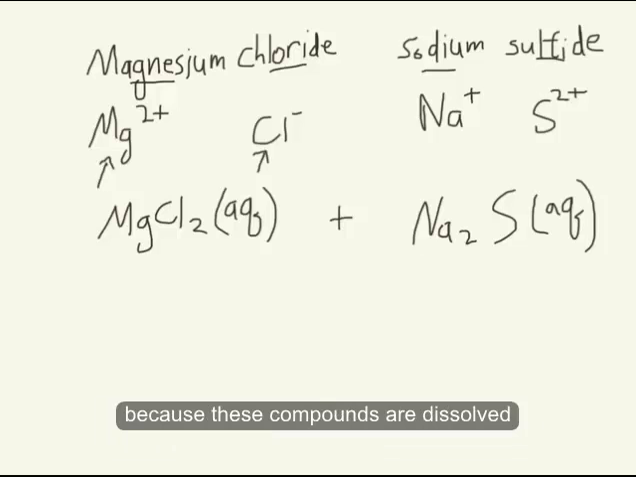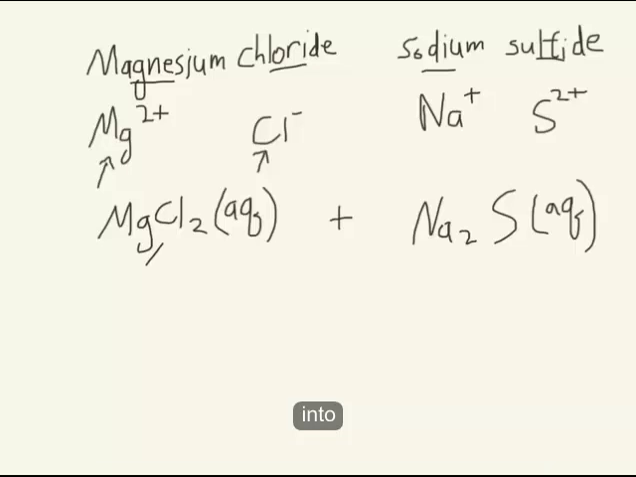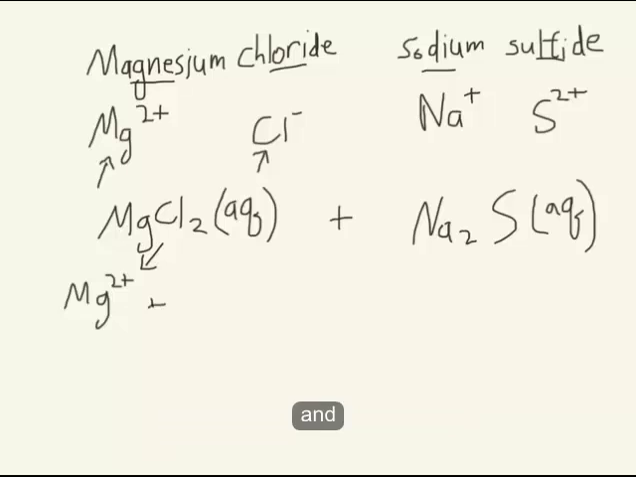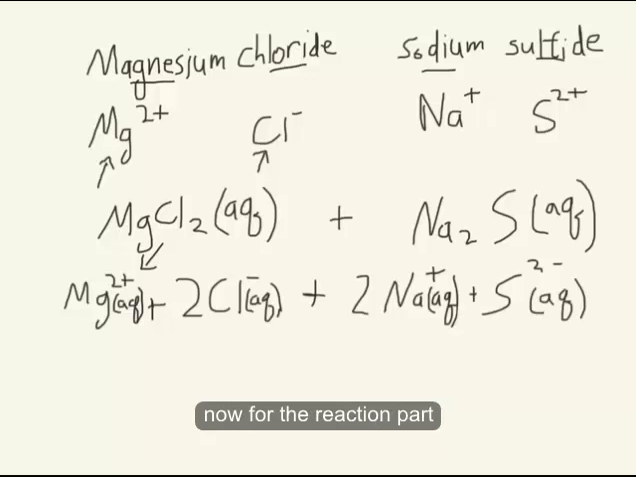Because these compounds are dissolved and they are ionic compounds, we know they have dissociated into charged ions. So we're back with Mg2+ and 2 Cl-, and 2 sodium+, and these are all aqueous. Now for the reaction part.